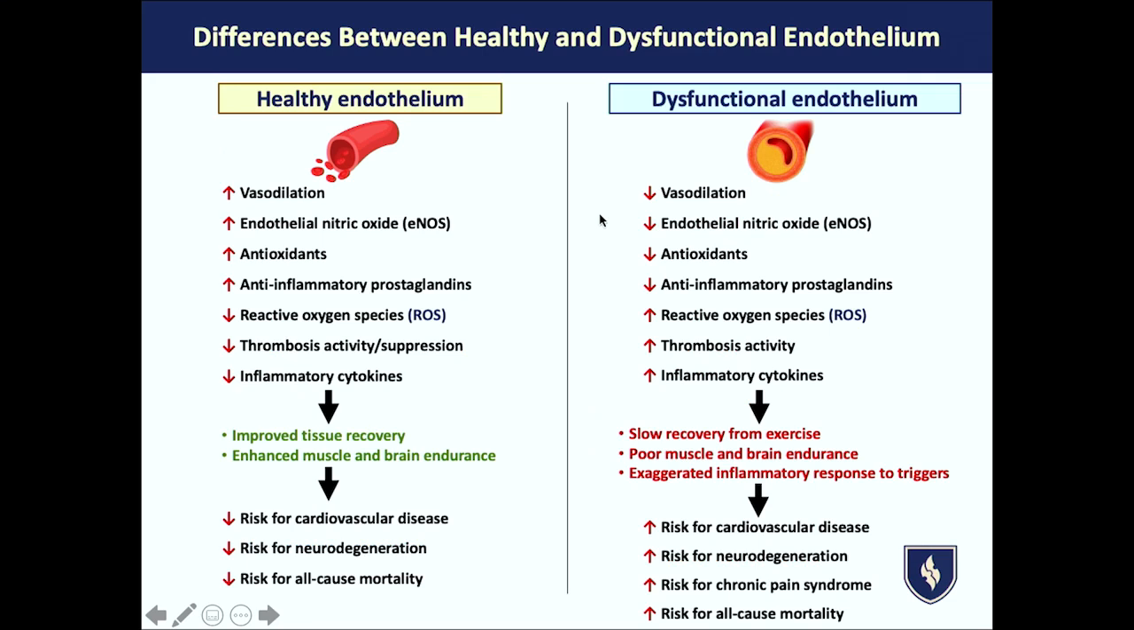Now, if we summarize differences between healthy and dysfunctional endothelial cells, these are the main differences. So let's talk about healthy endothelium. First of all, there's vasodilation. That's one of the key things versus less vasodilation. You guys see vasodilation? You can see it on people. You can see people whose skin is glowing. They look healthy. Their nail beds are pink, right?